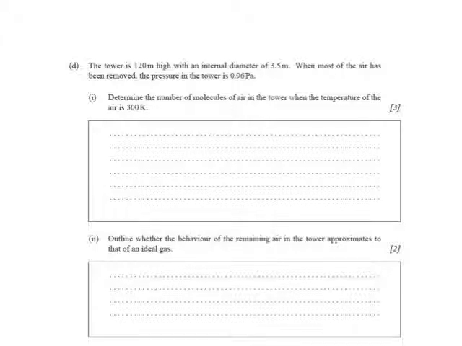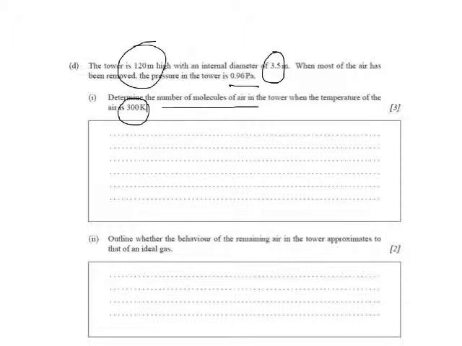And now we have a complete change of topic. Same question, but different field of physics. The tower is 100 meters high with an internal diameter of 3.5 meters. When most of the air has been removed, the pressure in the tower is 0.96 pascals. So determine the number of molecules of air in the tower when the temperature is 300.